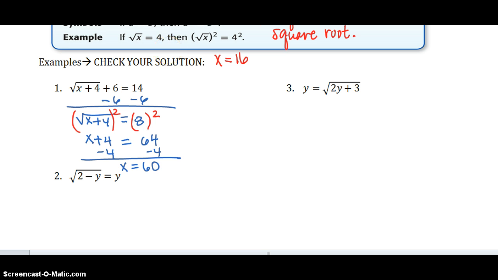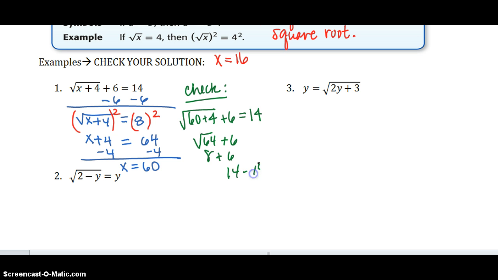Okay, let's check. When we come over here to check our solution, we say 60 plus 4, take the square root of that and add 6. Does that equal 14? So 60 plus 4 is 64, and the square root of 64 is 8, and 8 plus 6 does equal 14. So it does check out. Copy the whole problem down. Cha-ching. Okay. Moving on to number 2.